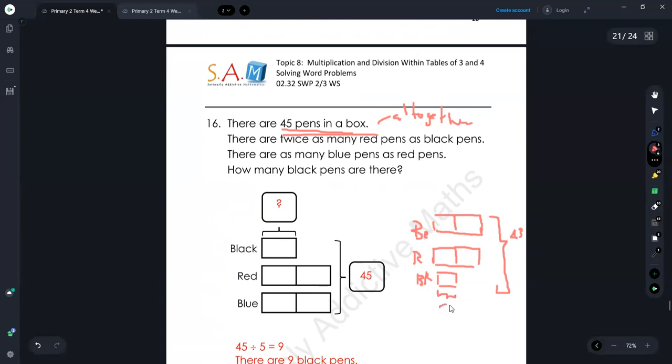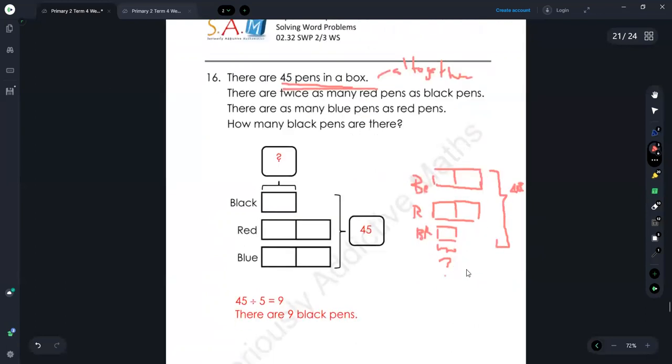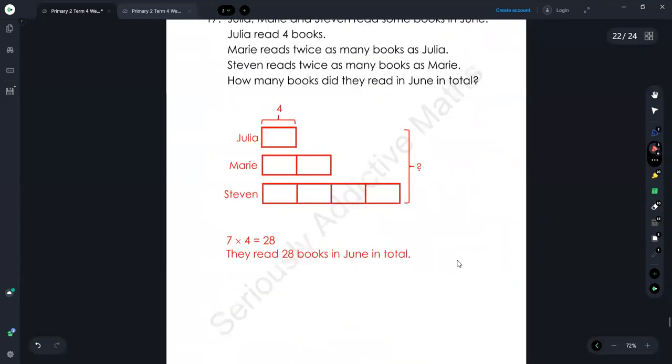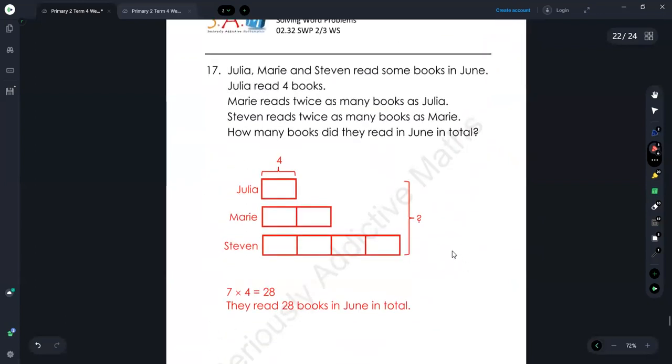So it's about finding the value of 1 unit, isn't it? In total, how many units? The total is 45, sorry. So 1, 2, 3, 4, 5. So 45 divided by 5 is 9. So this one is a bit challenging for them, but I think it's interesting to do.